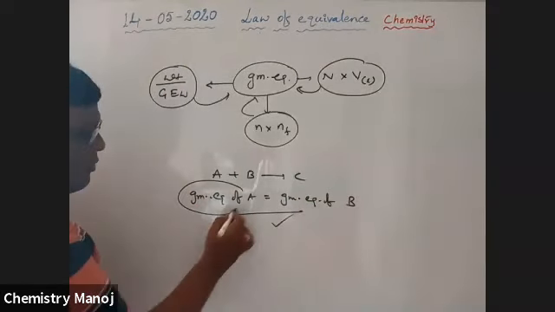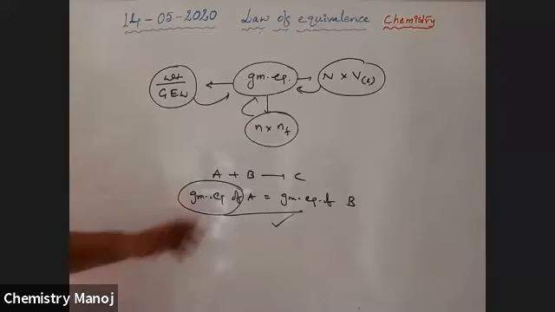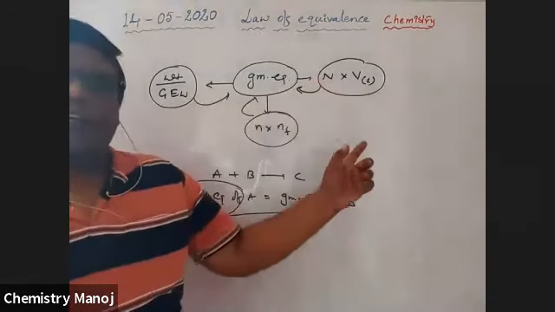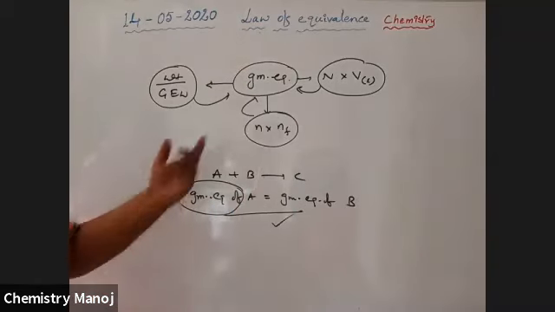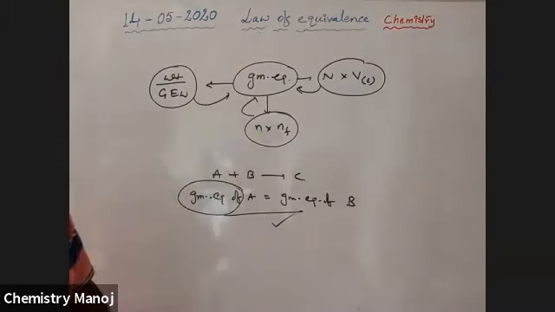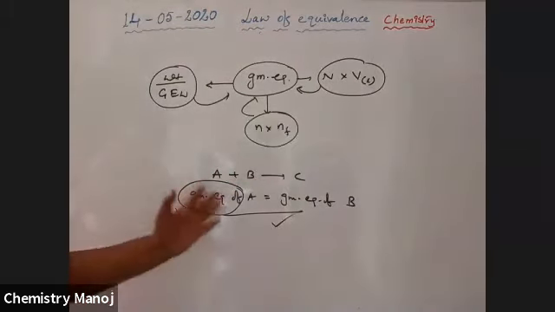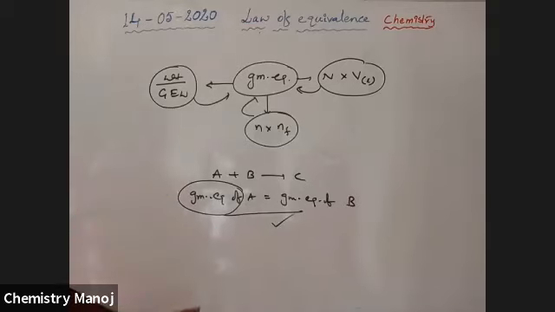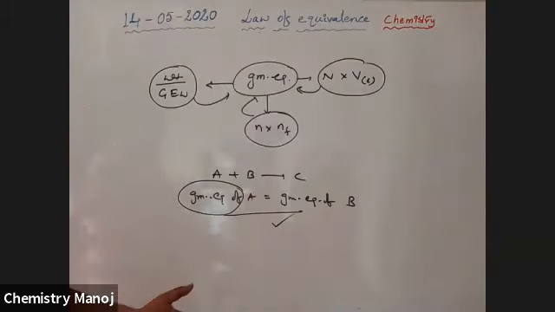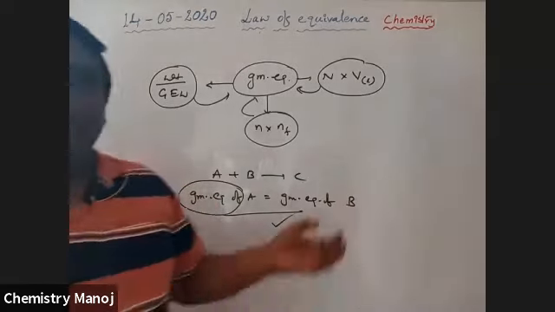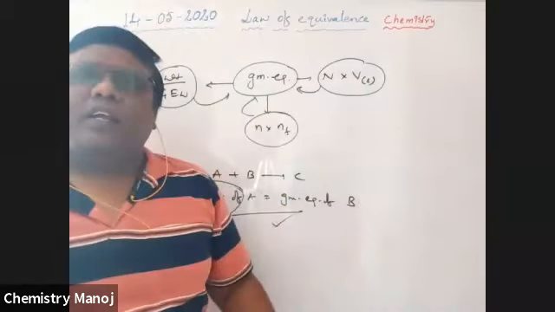Now, how to calculate gram equivalence, sir? By using any one of these three. So if number of moles are given to you, n into n factor. If normality and volume are given to you, normality into volume in liters is equal to gram equivalent. If weight and gram equivalent weight are given to you, weight by gram equivalent weight. So based on the data given in your problems, any one of these three is used to calculate gram equivalent.